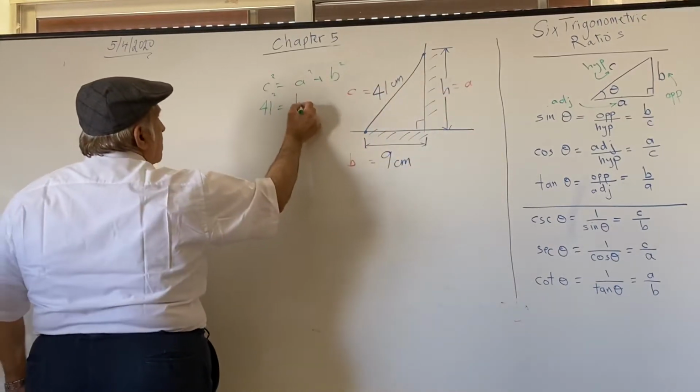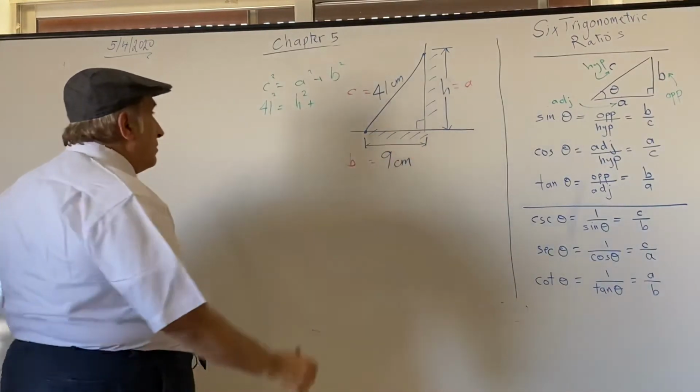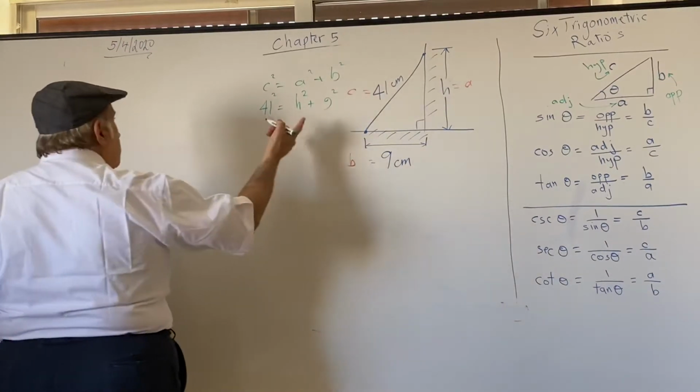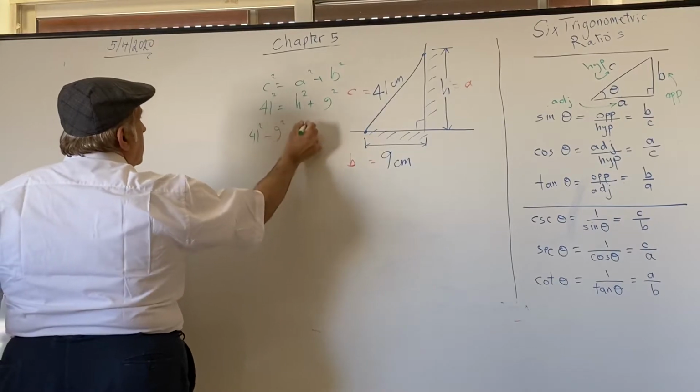I decide this is A. Well, I'm going to call it H squared. I decided this is called what? The B. What is 9 squared? If you expand them, 41 squared and bring the 9 squared equals H squared.